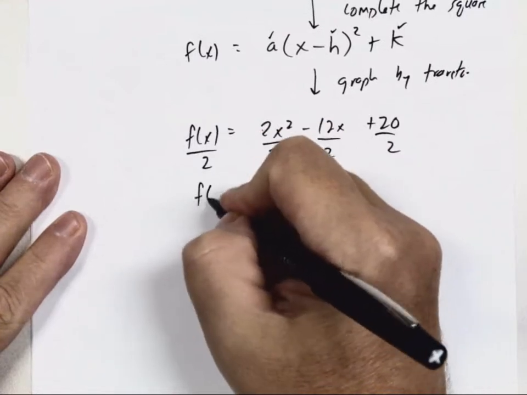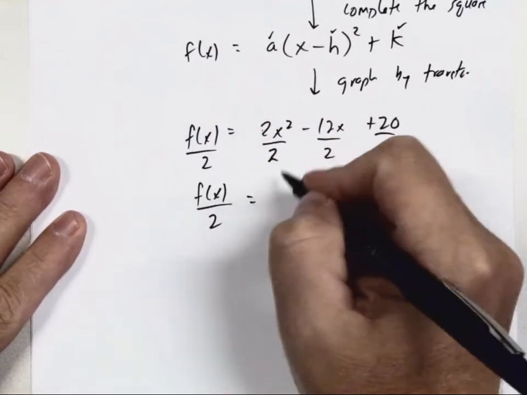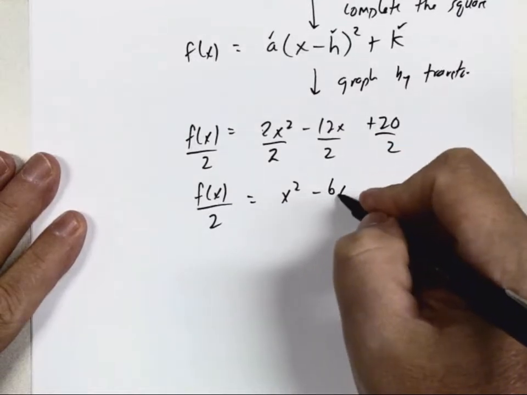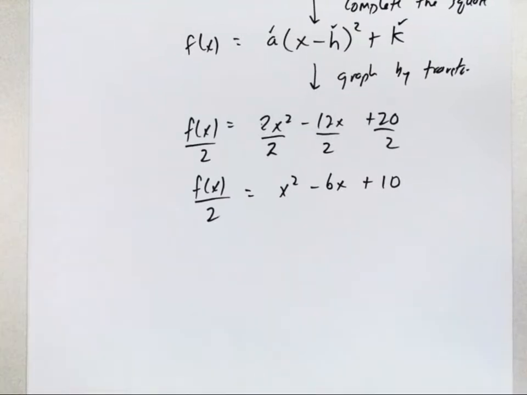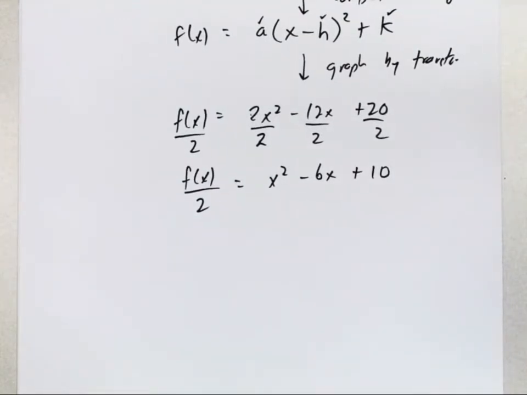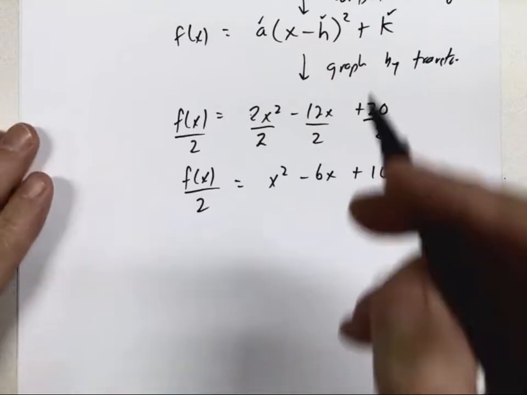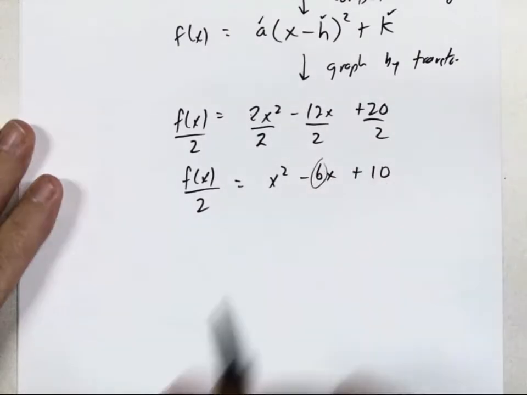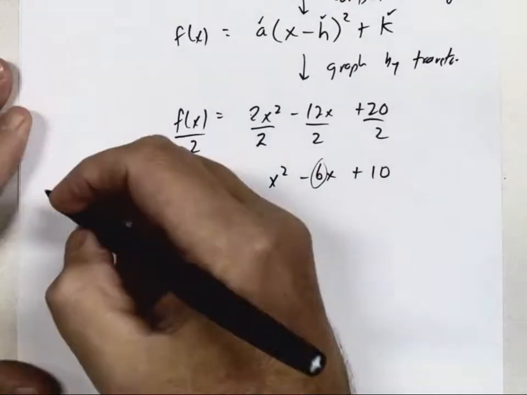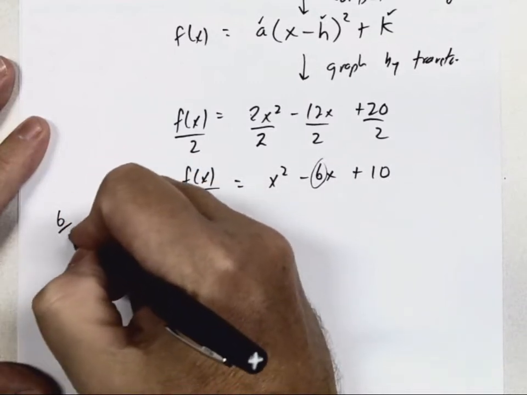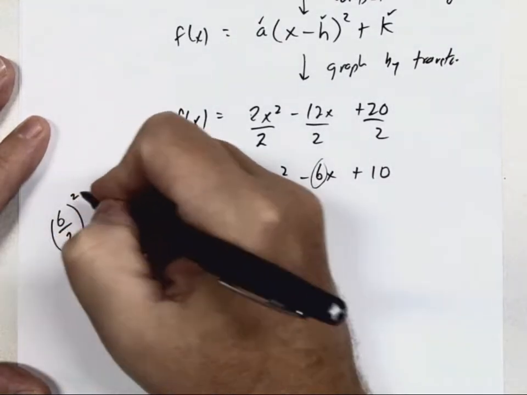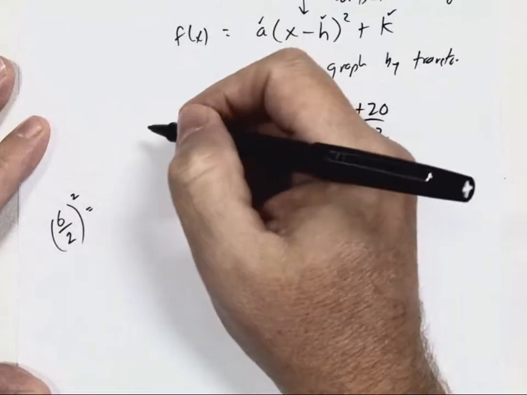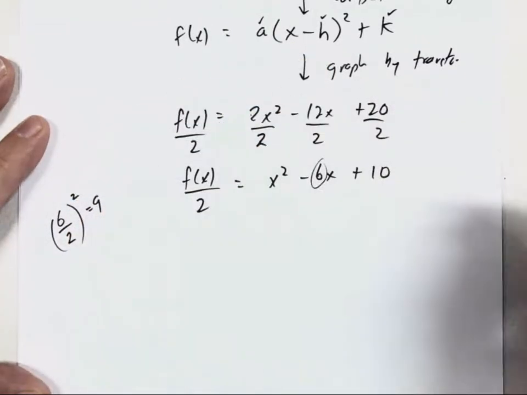So when I do that, over here on the left I have f of x over 2. Over here I have x squared minus 6x plus 10. So now I don't have a coefficient here, so I can go ahead and try to complete the square. If you remember, what you do when you complete the square is you take the coefficient of your middle term, you go off to the side and you do what I call a special calculation. You always divide it by 2, and then you square that quantity. 6 divided by 2 is 3, 3 squared is 9.